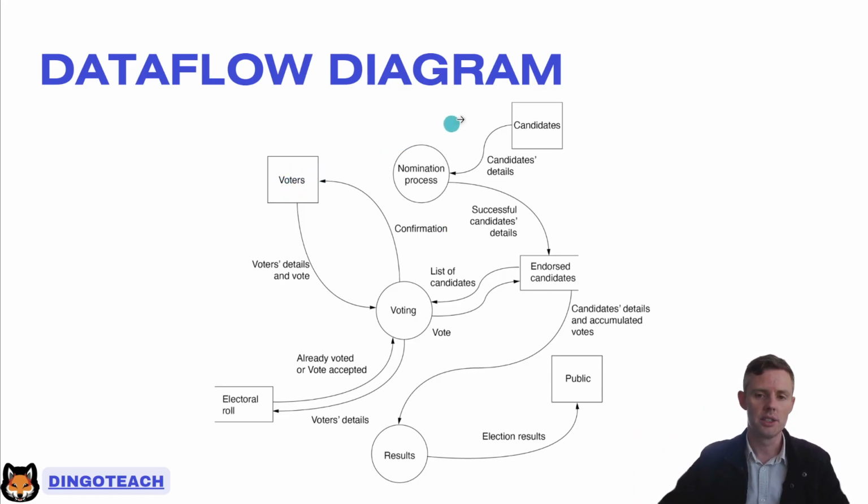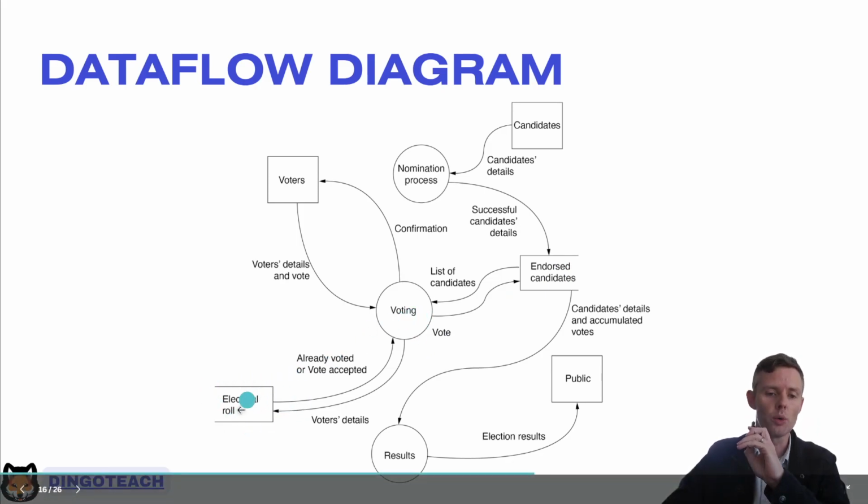Okay, the 3 external entities still exist. There's the voters, the candidates, and the public. Let's start with the candidates because that's what we did last time. So the candidates send their details into the nomination process, and those details are then stored inside this endorsed candidates database. The voters send in their vote to a vote process, which is saved in here. They get the list of candidates as well.